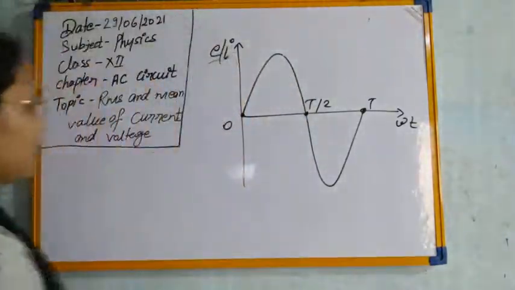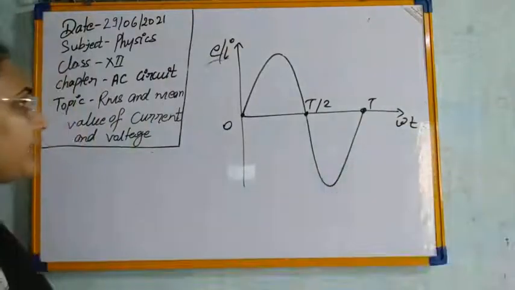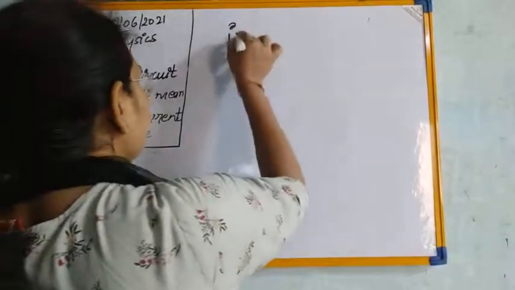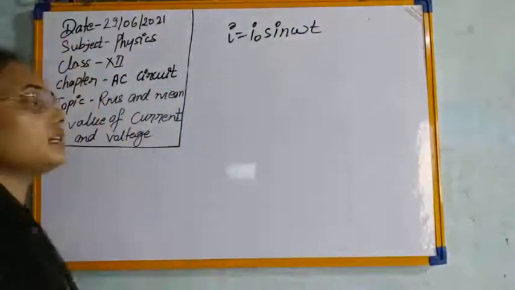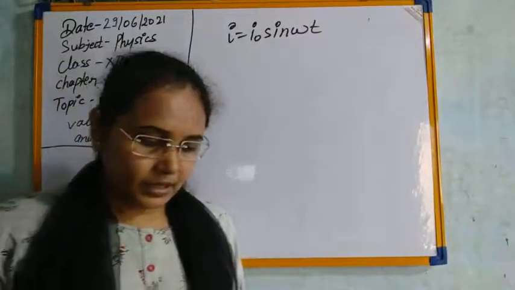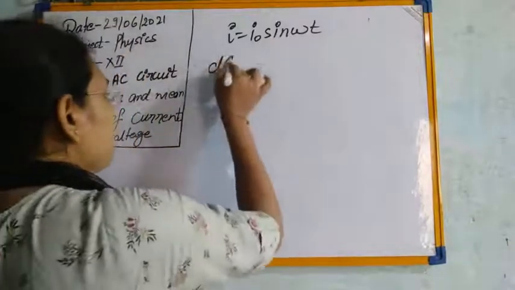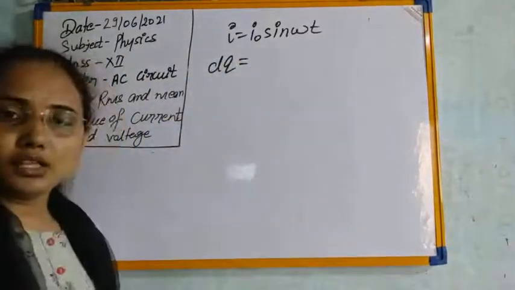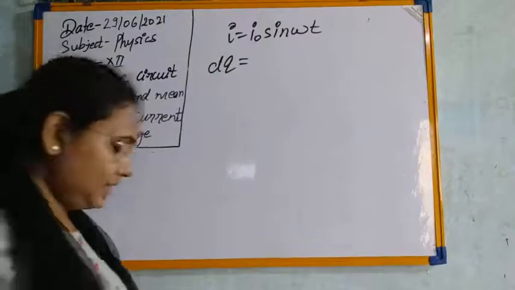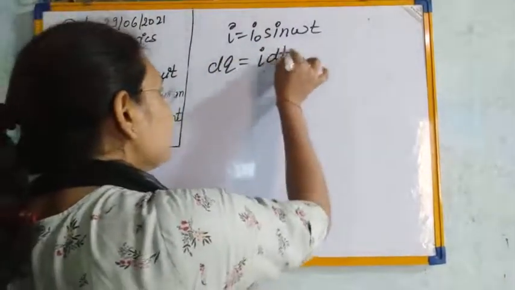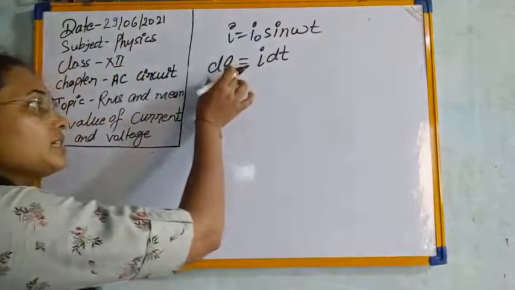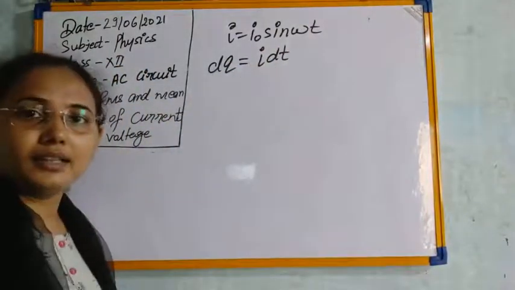As you already know, the AC current is given by the formula I equals I0 sine omega t. This is the instantaneous value of the AC current. Now, to find the small charge sent in a small time dt by the AC, it is given by dq equals I times dt. So in a small time dt, this is the charge sent by the alternating current in the circuit.